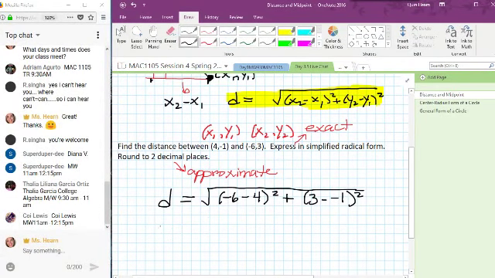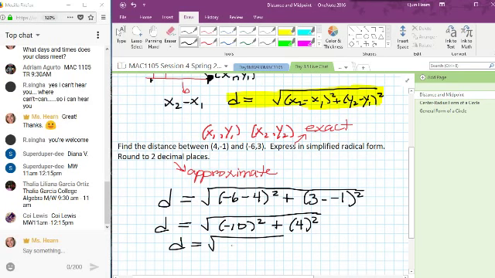All right, so we have distance equals -6 minus 4 is -10. So we have -10 squared plus 3 minus -1 is 3 plus 1, or 4 squared. So the distance is going to be equal to the square root of 100 plus 16. So the distance is the square root of 116.